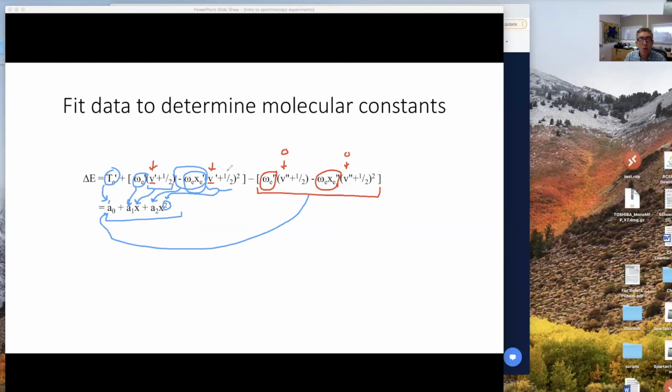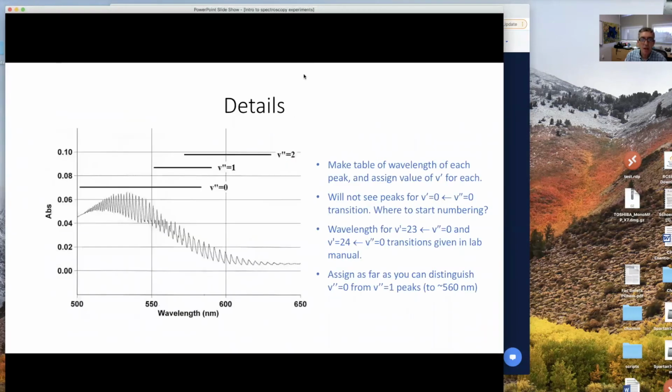Okay, so the last thing we need to discuss is how you label the v primes for your data points from the spectrum that you take. So let's talk about that next. Okay, so here's a spectrum. The right kind of tells you what you need to know, but notice the wavelength goes from 500 on the left to 650 on the right. Small wavelength corresponds to high frequency or high energy difference, delta E.